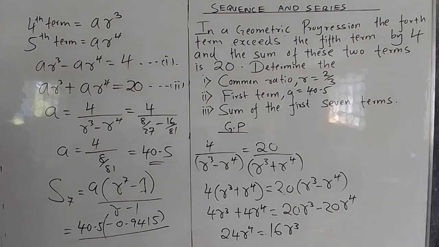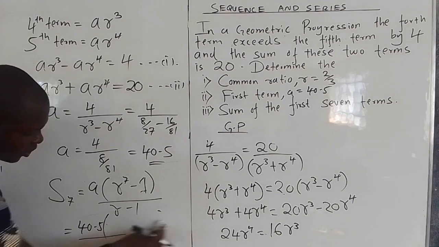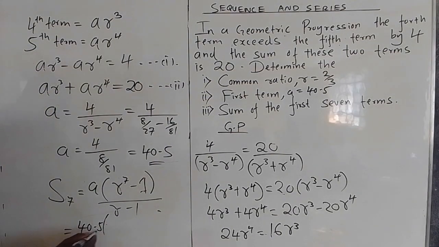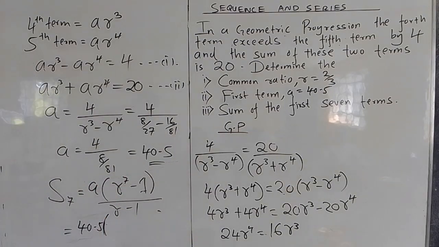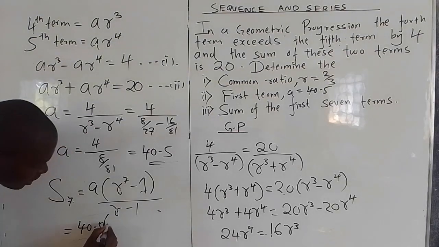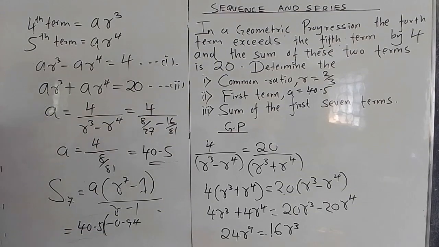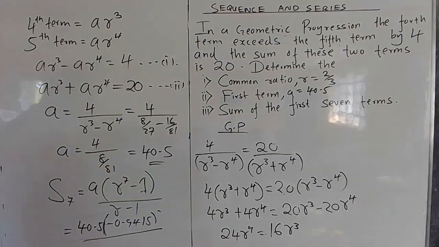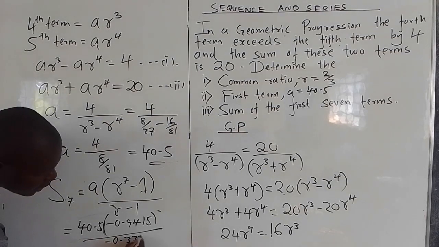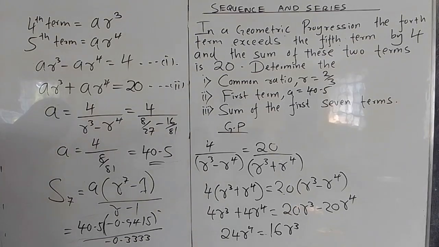Are we together? You can leave them as fractions. So if you leave them as fractions, what will you get? What did you get? Whichever way, you get 0.94, 1.5. Then in the denominator, r minus 1, 2 over 3 minus 1? Negative 1 over 3. Negative 1 over 3, which is negative 0.333. So finally, what do you get?